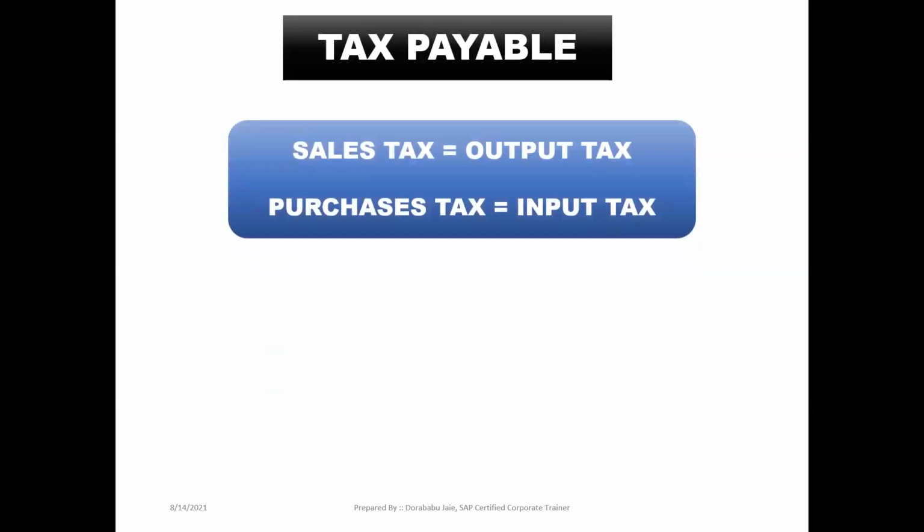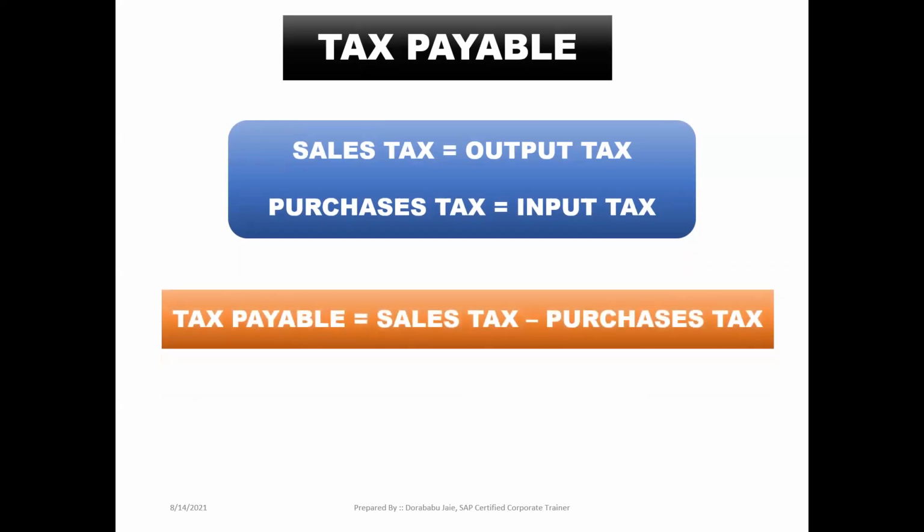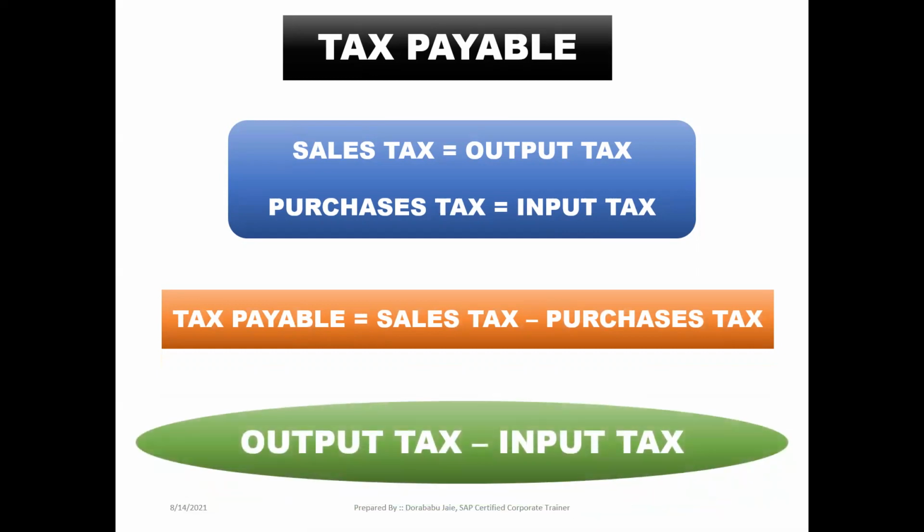Why are we doing the taxation, what is the main motto and the main purpose? To identify the tax payable value. How will we identify the tax payable value? Here, sales tax and continuing, purchase tax. Sales tax means output tax, purchase tax means input tax. The difference between sales tax and purchase tax is called tax payable. The difference, sales tax minus purchase tax, is called tax payable. That is output tax minus input tax.